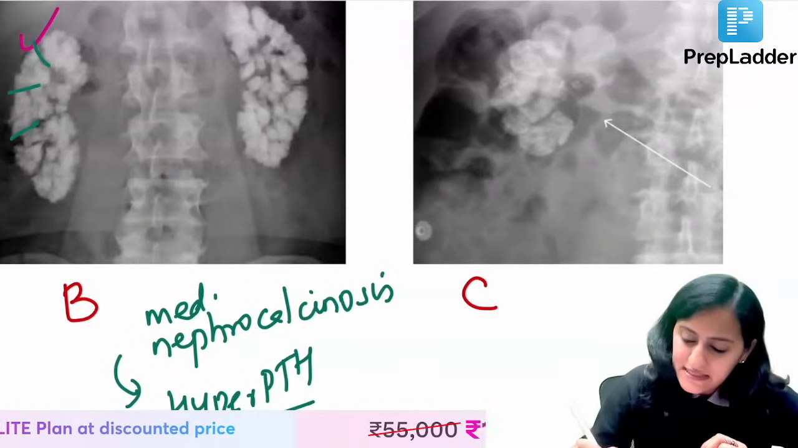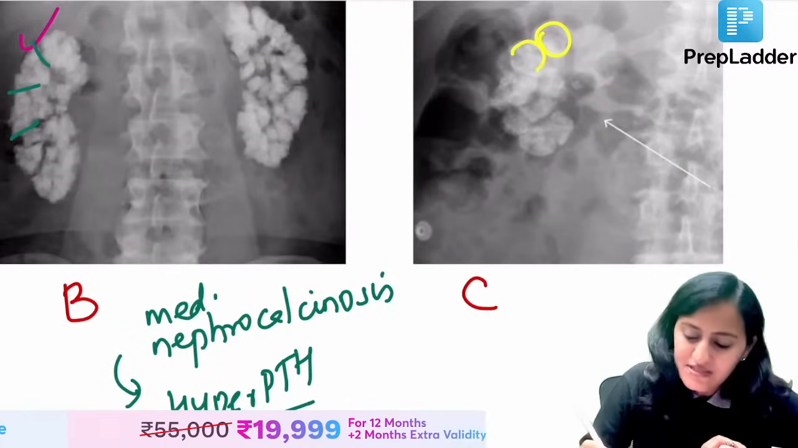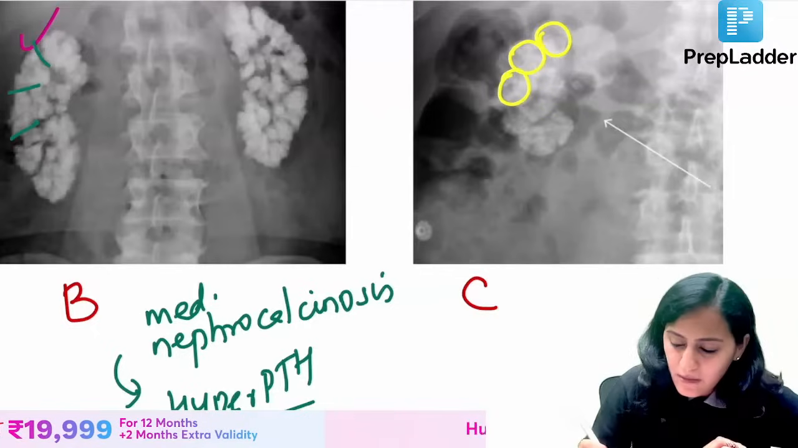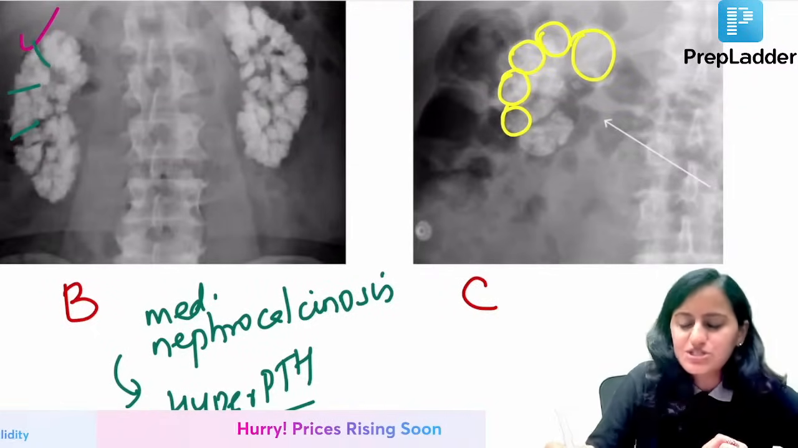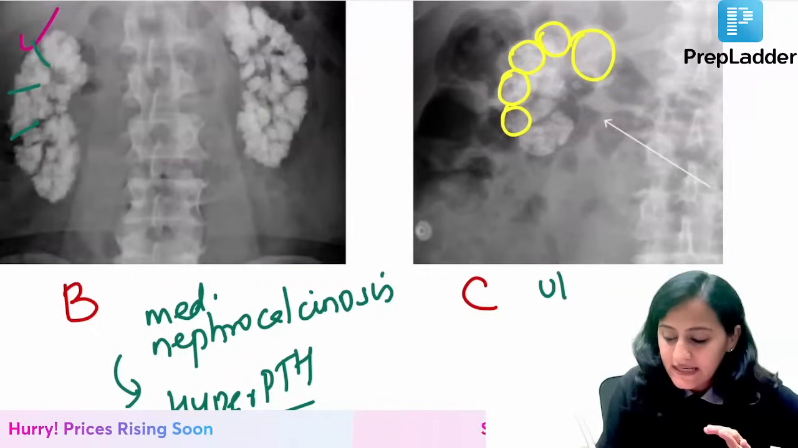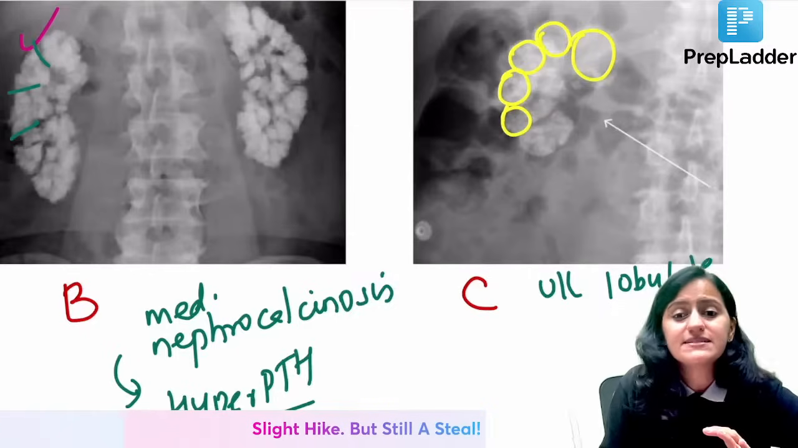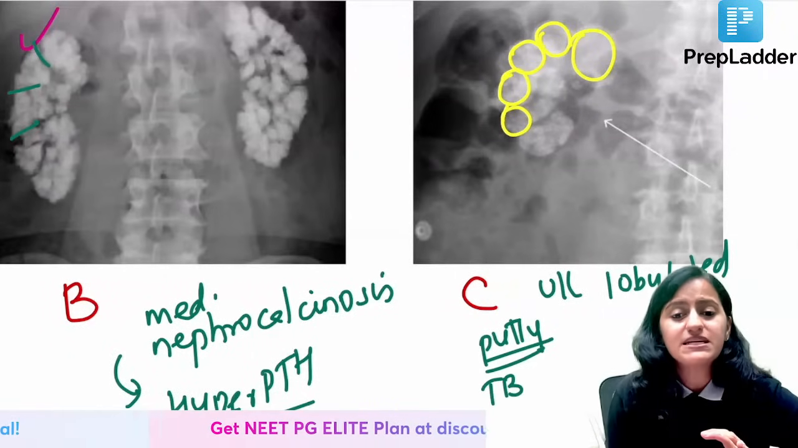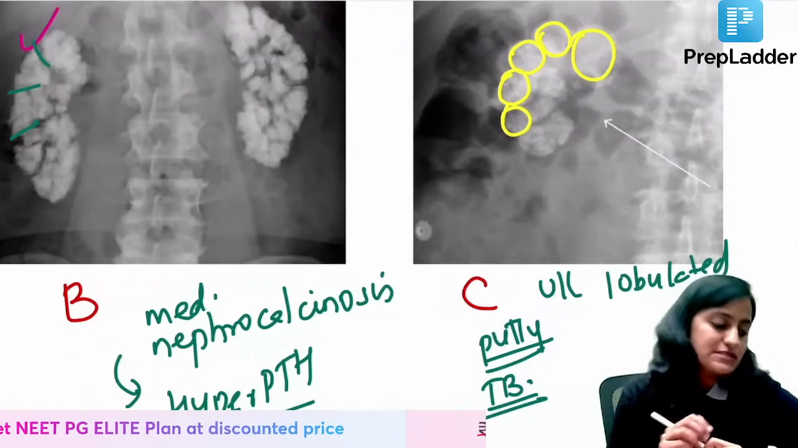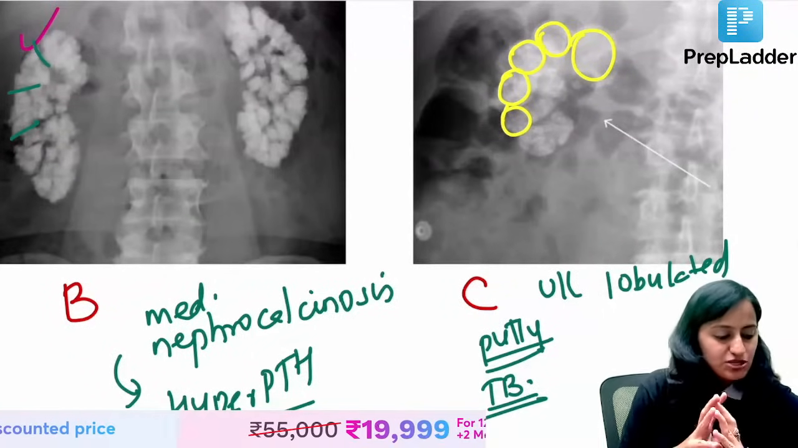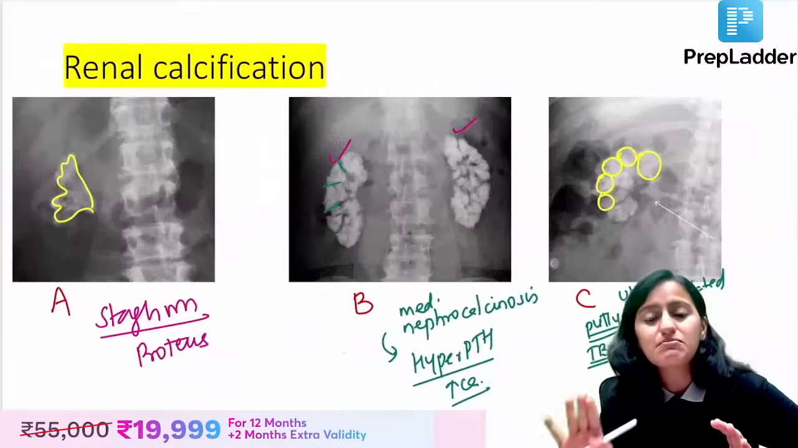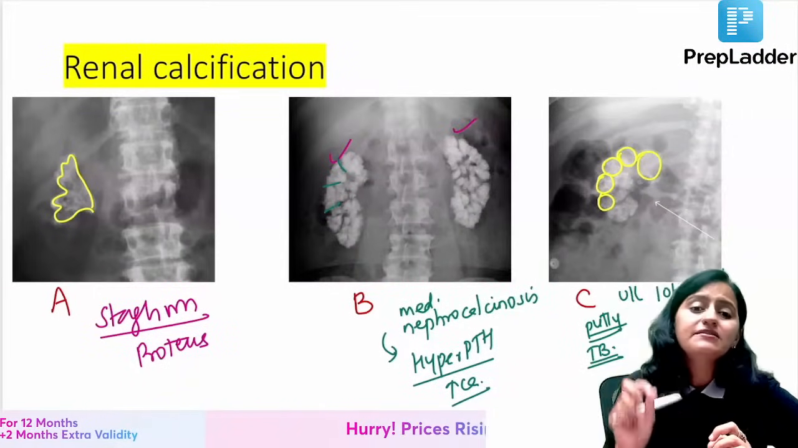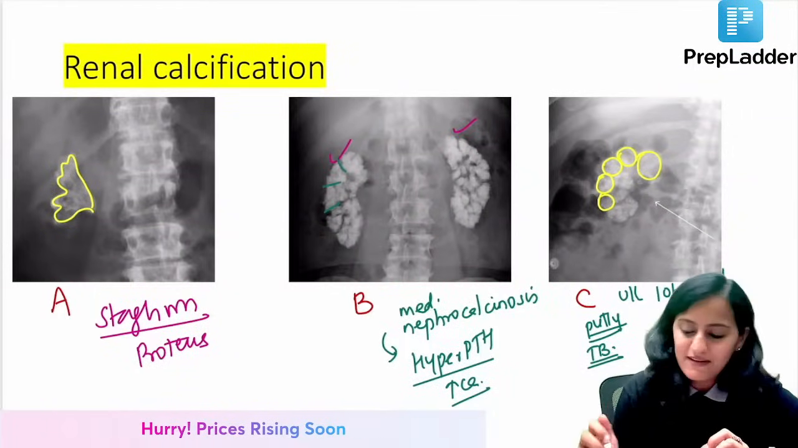Next one, where you are seeing this pattern of calcification, a lobulated appearance of calcification. Generally, it is unilateral. It has this lobulated appearance. This is going to be putty kidney. Where do you see putty kidney? In TB. Okay, where do you see putty kidney? In TB. Right? So remember, this is how you differentiate the 3 important calcifications in kidney. Very, very important.